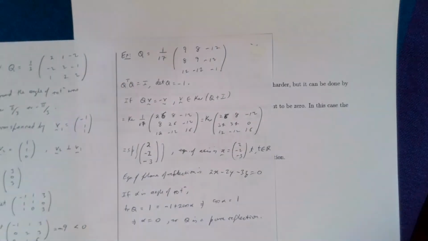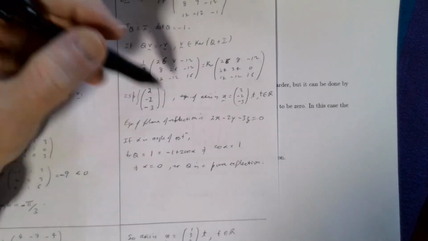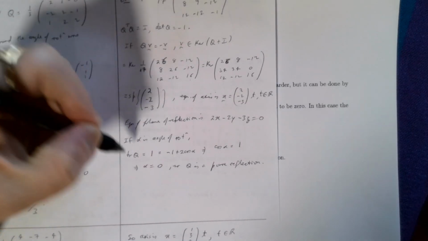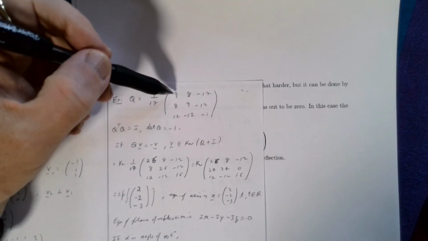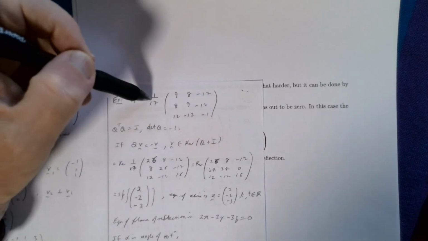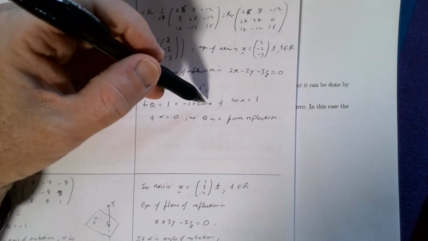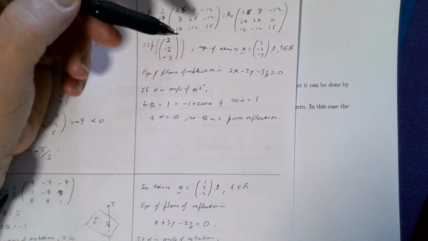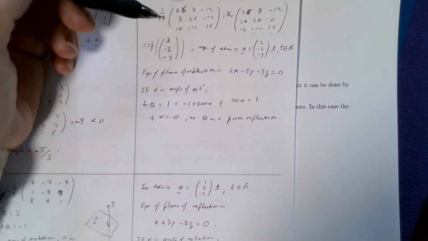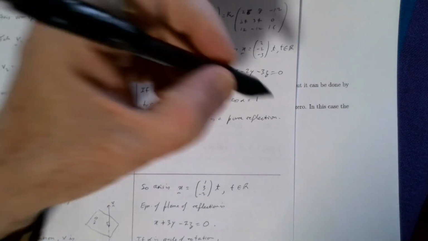Now to show it's a pure reflection, we've just got to show that the angle is 0. So if alpha is the angle of rotation, then the trace of Q, if we go back to Q, what happens here? We get 9 plus 9 is 18, minus 1 is 17, on 17 is 1. So the trace of Q turned out to be 1, and that's equal to minus 1 plus 2 cos alpha, and that gives me cos alpha is 1, and the cos of 0 is 1, so alpha is 0. And so Q then is a pure reflection. And that is the end of this section.